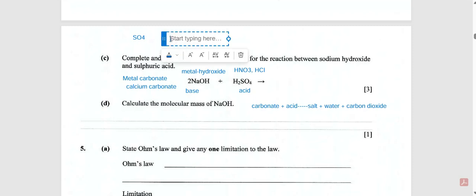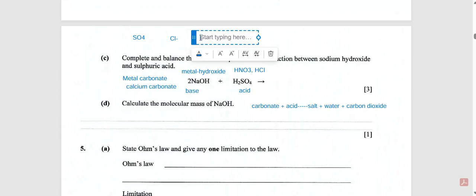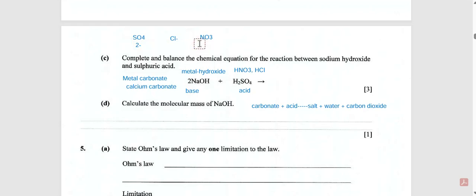Then hydrochloric acid gives you the chloride ion, Cl minus. Then nitric acid gives you the nitrate ion, which is NO3, with a charge of minus 1. Remember that SO4 has a charge of 2 minus, chlorine has a charge of minus 1, or 1 minus, however I want to say it. So the charge matters because we want to balance.